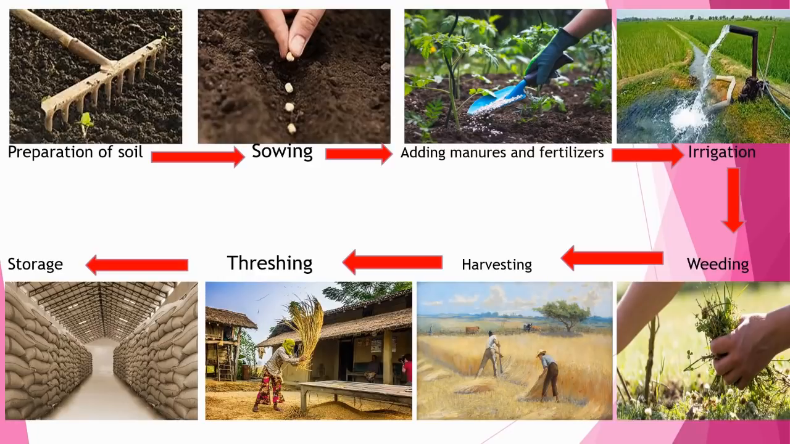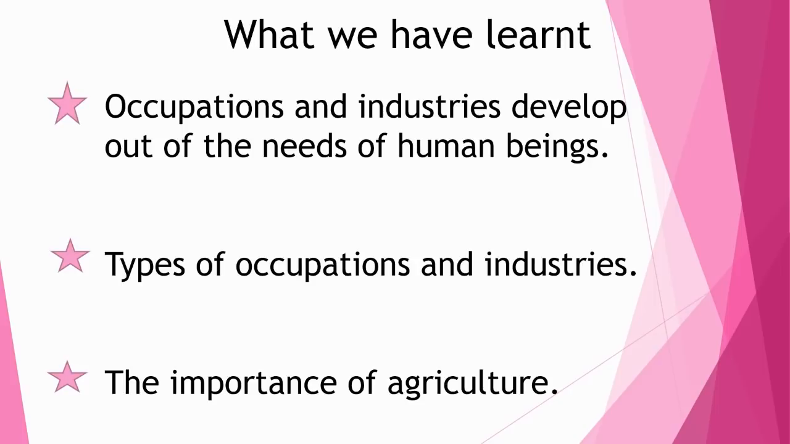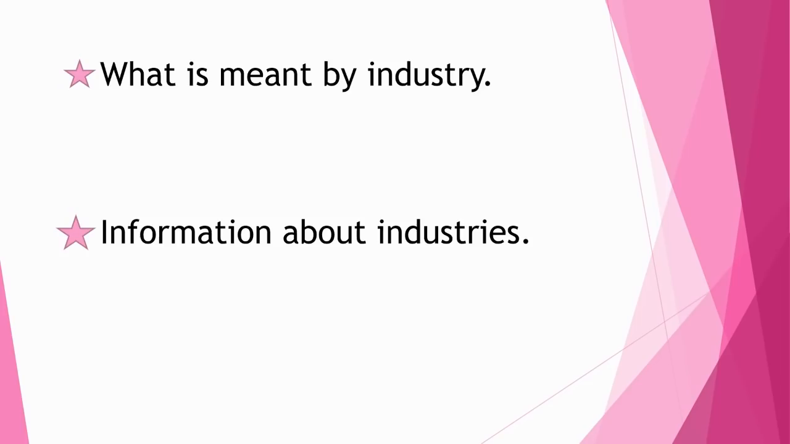So, what have we learned, students? First, occupations and industries develop out of the needs of human beings. Then, types of occupations and industries. After that, the importance of agriculture. Then, what is meant by industry? After that, information about industry.